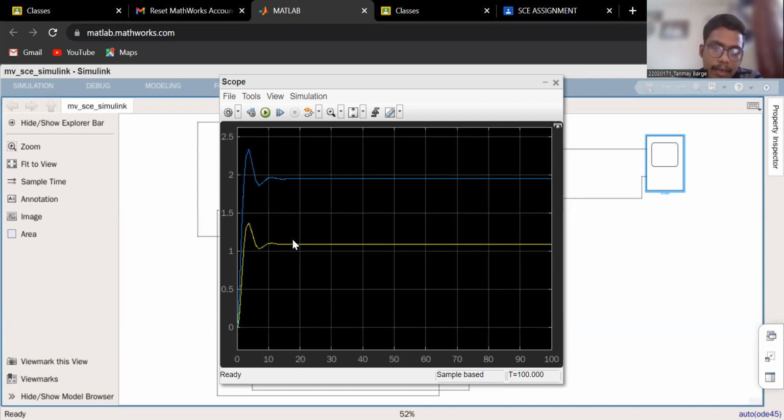after only 10 seconds. So as we can see, if the damping coefficient is higher, we can damp our system more easily.